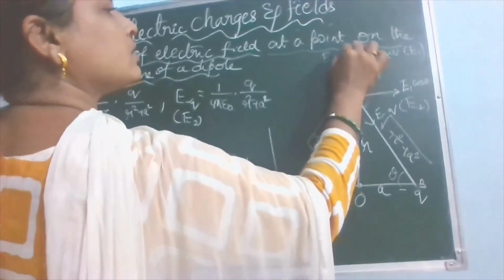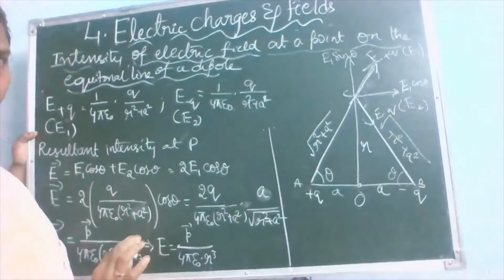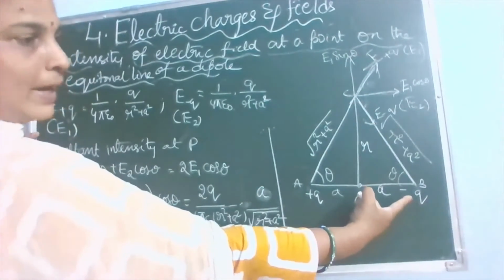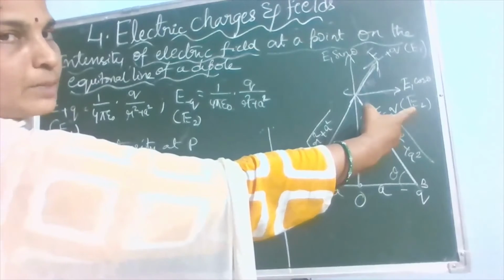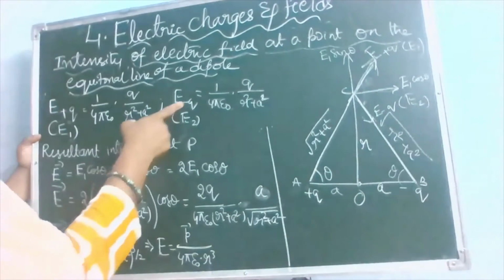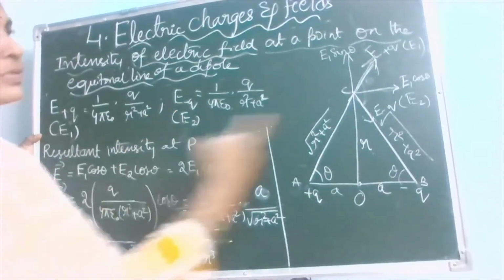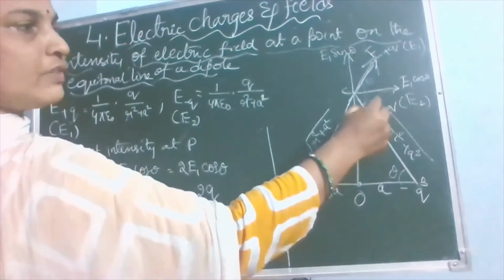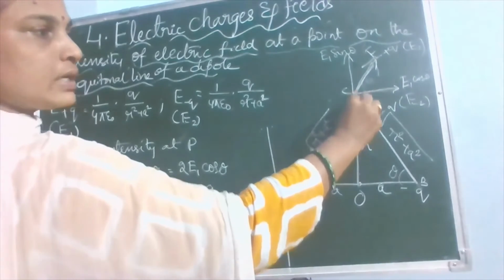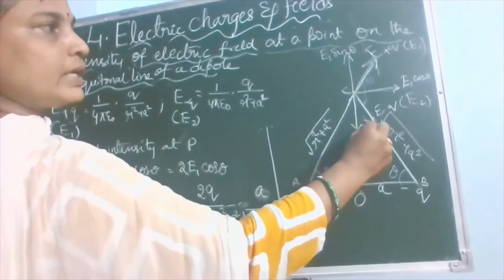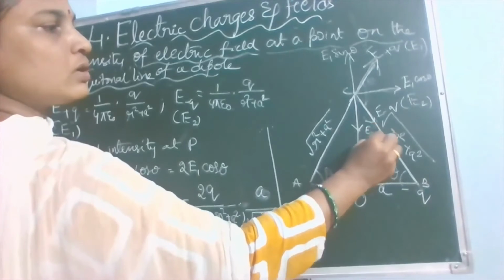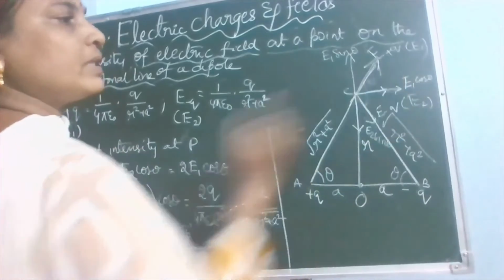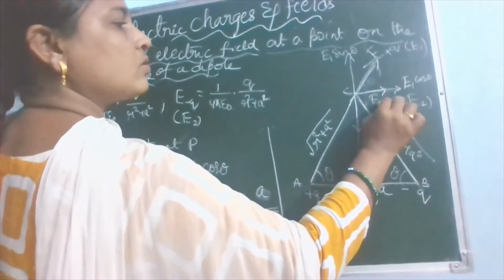Now the electric field intensity due to minus q, let it be E2. E2 will be in this direction. If it is resolved into components, the vertical component is E2 sin theta, and the horizontal component will be in the same direction, E2 cos theta.